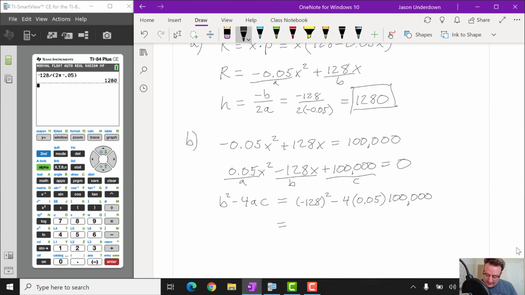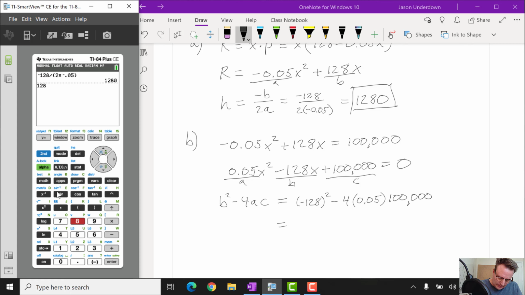Well, let's do this on the calculator. So I'm going to do negative 128 squared. It's the same as 128 squared. So 128 squared minus 4 times 0.05 times 100,000. Is that 100,000? Yeah. Okay, that looks right to me.